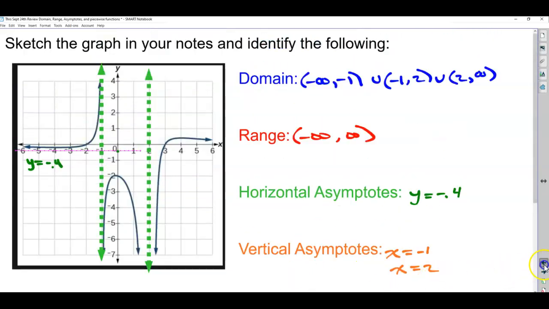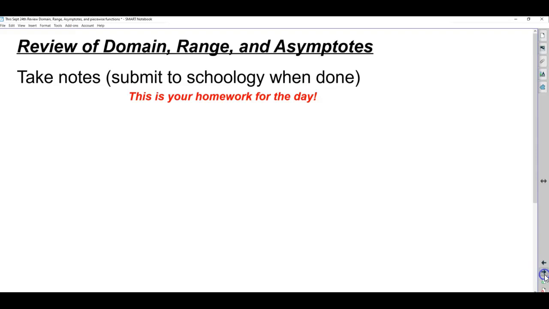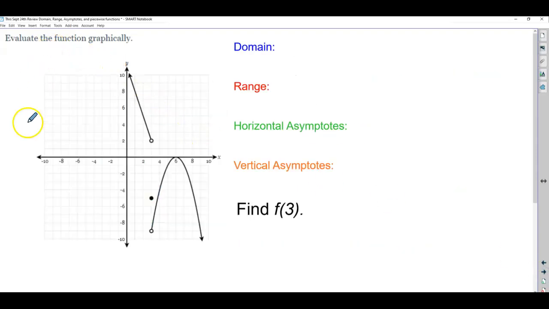All right, next one. Go ahead and find the domain, range, vertical asymptotes, and horizontal asymptotes of this function, and then also find the point f of 3. Go ahead and hit pause.